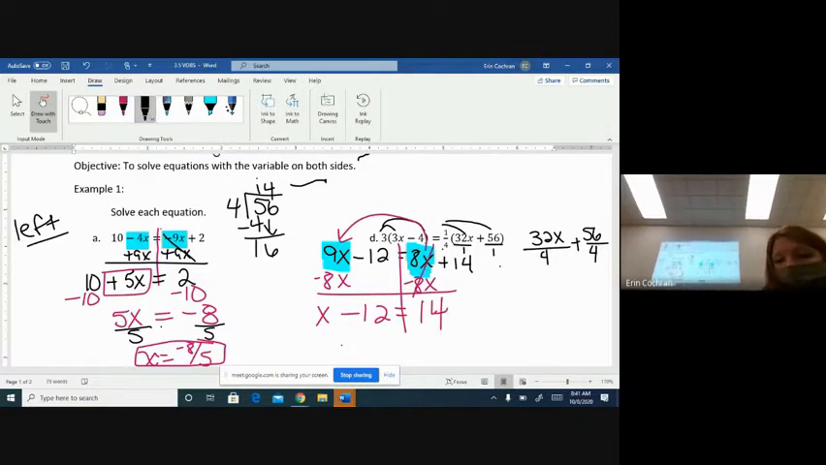All right, now solving for the x, how do I move the constant of minus 12 over? Add 12. And so x is equal to 26. Good.